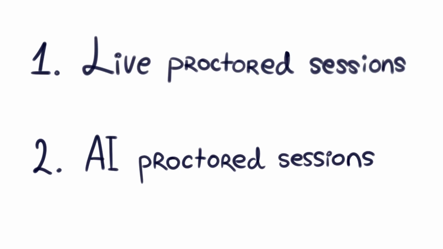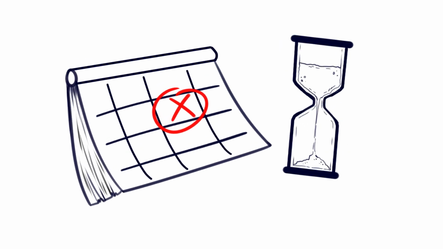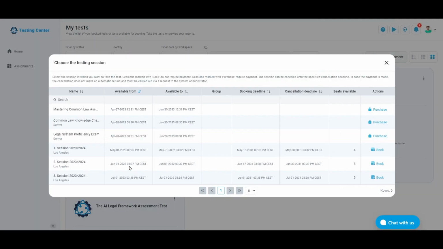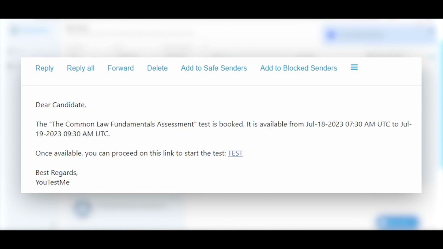In the case of a live proctored exam, if you've purchased the test, you will need to take it at the exact time it is scheduled. The seats for sessions are limited, thus the candidate needs to reserve the place by clicking on the book button. This action will trigger an automatic email notification where they will get all the according information for the exam, such as when the session starts, when it ends, as well as a link to the test, which they can enter through to get to the exam.